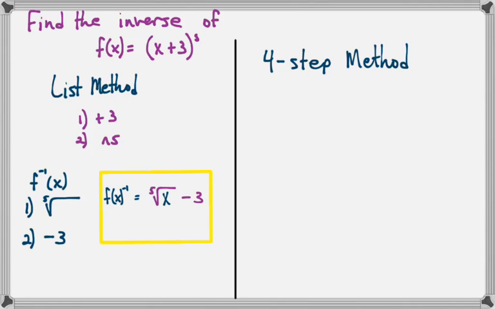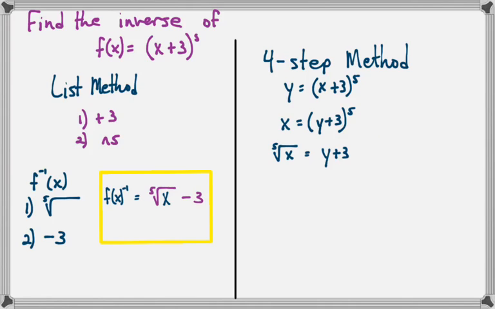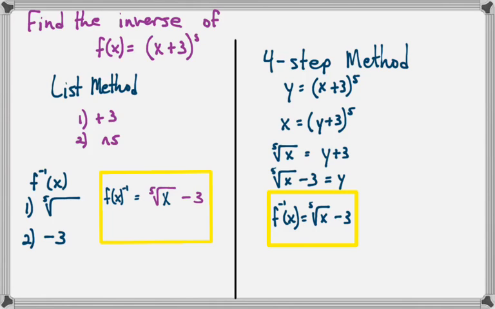Okay, now the 4-step method. Take out f of x and put in y. Change places with x and y. Now we have to solve it. So the first thing we have to do is get rid of this fifth power, so we'll do the fifth root to both sides. And then the only thing left to do is to isolate the y. We'll do minus 3 on both sides. And then we'll replace the y with the f inverse notation. And that's all there is. Note that they're, again, both the same.